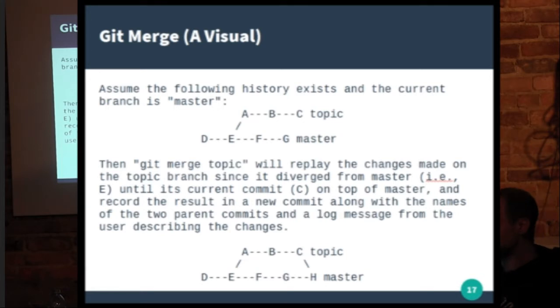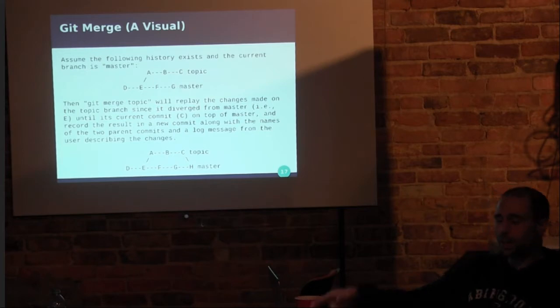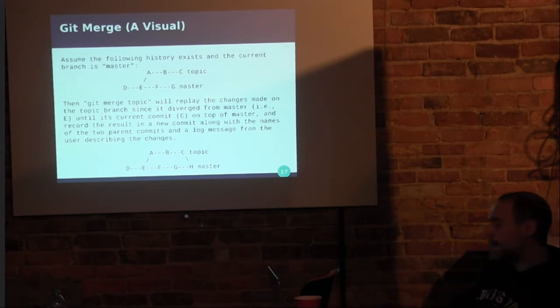You don't have to worry too much about the log message from the merge commit. Those are pretty standard. You're going to see those log messages quite often. Topic branch merged into master is something like it would say. But the thing to note is when you do this operation, it does create a new commit H at the bottom right when it brings that into master.